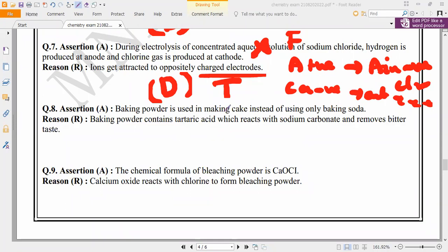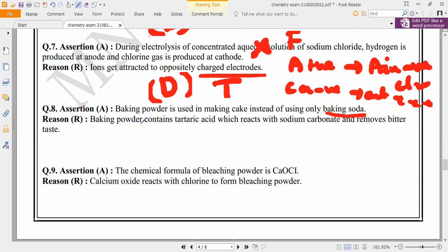Baking powder is used in making cake instead of using only baking soda. True, sir. Next. Baking powder contains tartaric acid. See, baking soda, if you use, what will happen? It will give some kind of smell. Correct or not? Yes, sir. But baking powder has no smell and provides fluffiness.